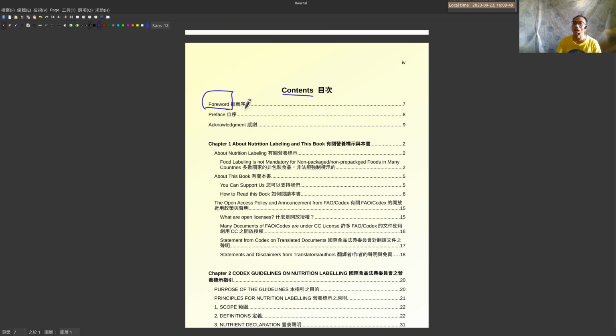And here is the foreword. Because you can ask some famous people, famous professor, to write a foreword for you. And preface, it means the authors can write it by yourself. For example, I will show the acknowledgement.